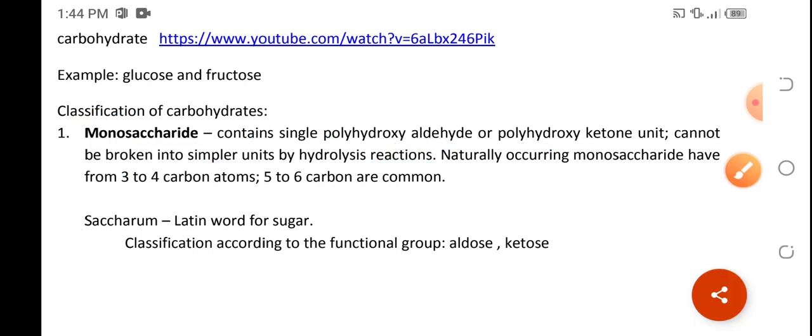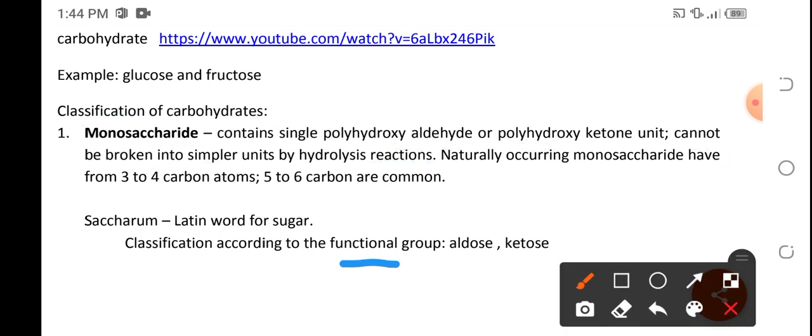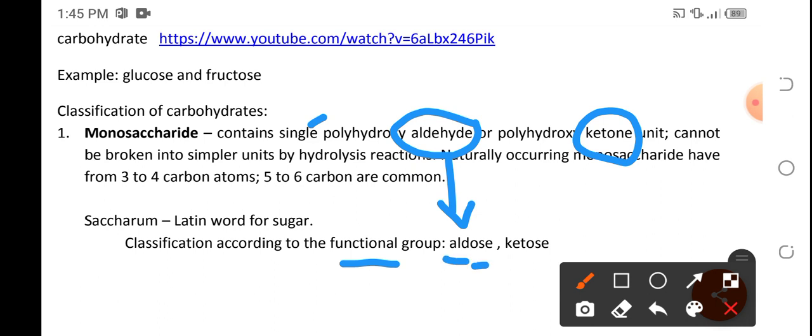And the classification is according to its functional group. Kasi sabi natin kanina, monosaccharides are single polyhydroxyaldehyde or polyhydroxyketone. Those structures which follow the aldehyde format will be known as aldose. Okay, so aldehyde, aldose. And the OSE, syempre, yun yung sinasabi ko kaninang suffix ng mga carbohydrates, OSE. And if the structure follows that of ketone, then therefore, they would be classified as ketose. Okay?